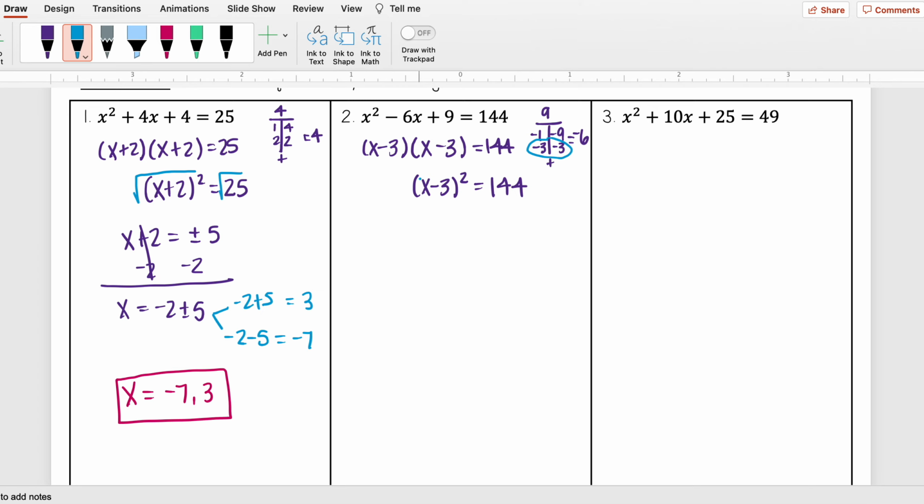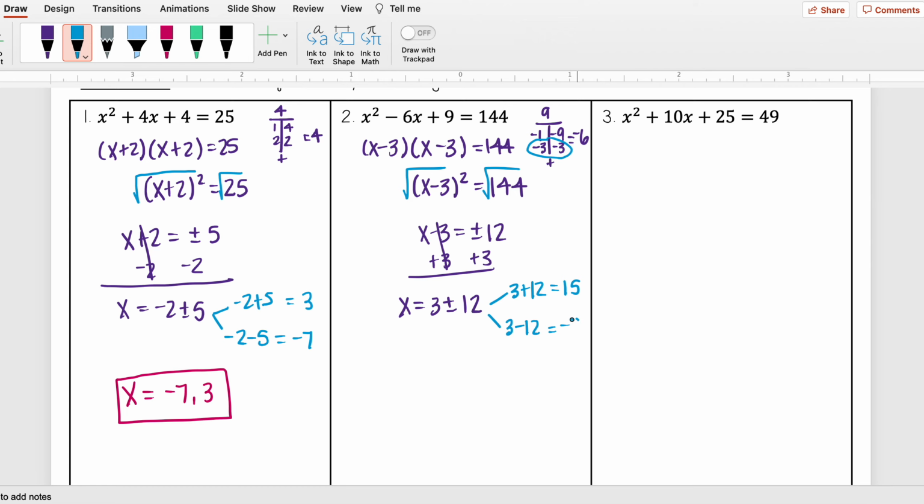And now we can treat this like the square root problem. So I'm going to take the square root on both sides. And so I get that x minus 3 is equal to, the square root of 144 is 12, so I'm going to have plus or minus 12. Add 3. And so I get that x is equal to 3 plus or minus 12. And now from here, I can separate this into two different equations. That's really going to be 3 plus 12 and 3 minus 12. Well, 3 plus 12, I get 15. And then 3 minus 12, I get negative 9. So my two answers are going to be x equals negative 9 and 15.